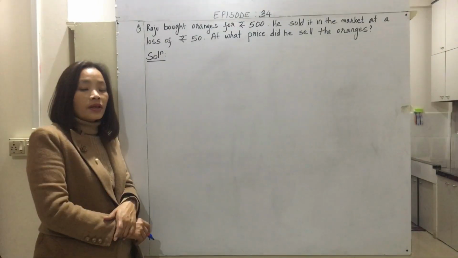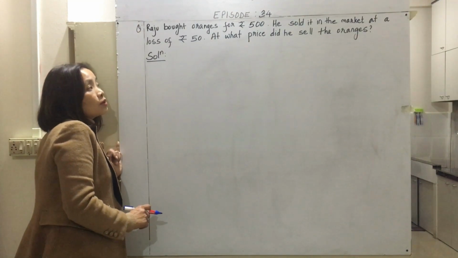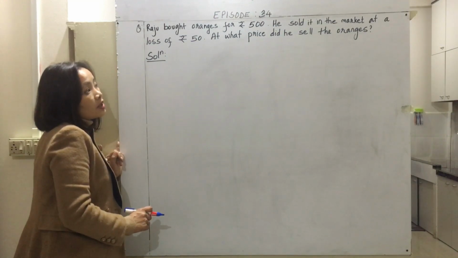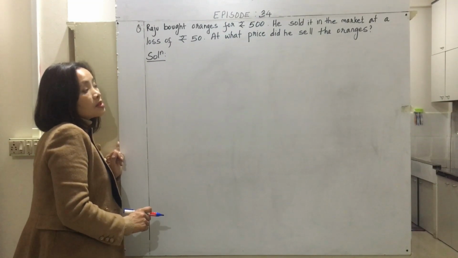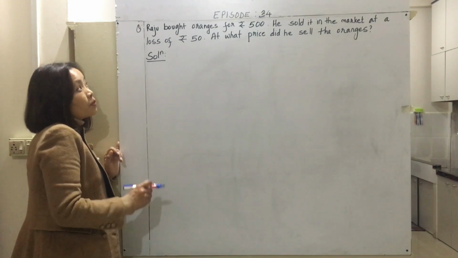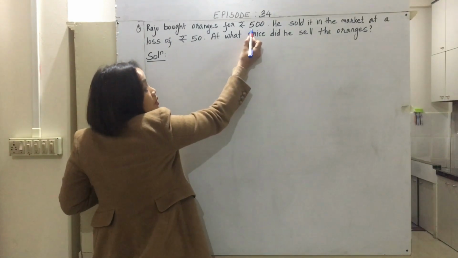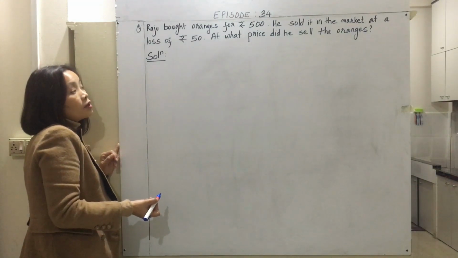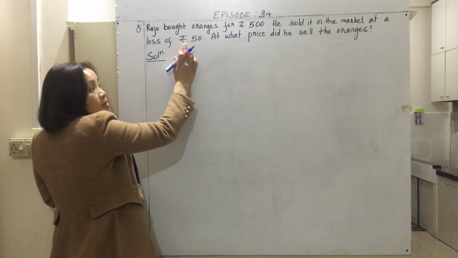Right? Our next question is, Raju bought oranges for rupees 500. He sold it in the market at a loss of rupees 50. At what price did he sell the oranges? Here, he bought it for rupees 500. So what would be rupees 500? This would be the CP, right? He sold it in the market at a loss of rupees 50. What is rupees 50 here? Will this be the selling price?